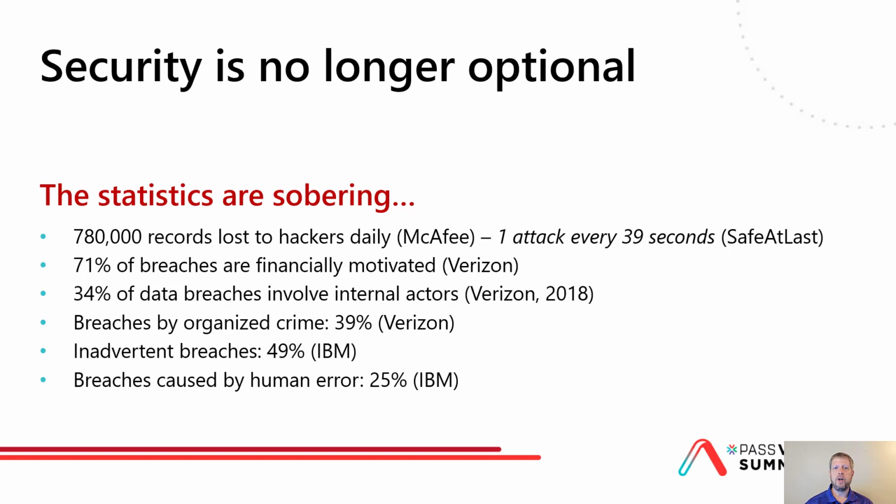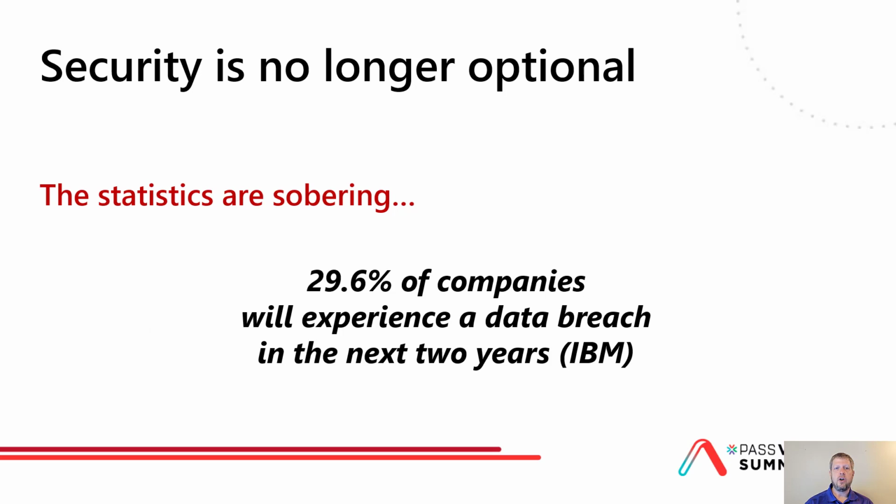But one way or another, there is a lot of crime out there, and not all of it is coming from outside your organization by somebody malicious. Human error is also a major cause of breaches in today's society. Some studies show this to be as high as 25%. And the statistic that I find the most concerning is that almost 30% of companies will experience a data breach in the next 2 years. This is incredible, and it illustrates that we have to do something different than we have in the past.